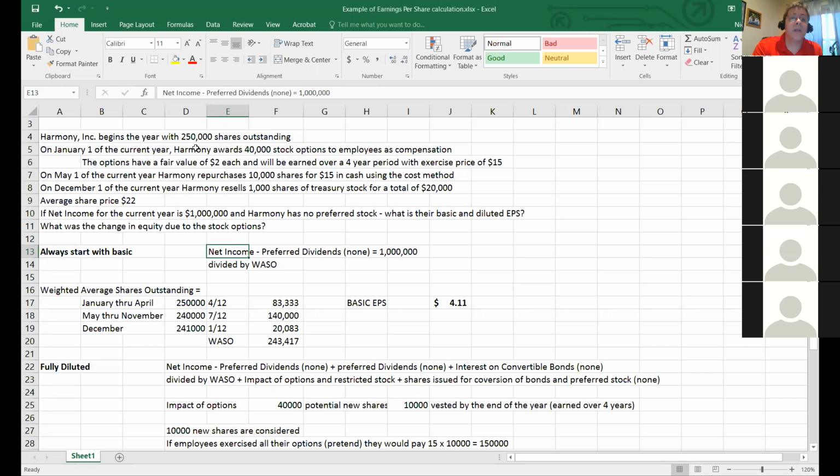So here's our example. We have a company with 250,000 shares outstanding. And outstanding shares are those shares issued minus the shares in the treasury. So any treasury shares are subtracted from the shares issued to get our outstanding. If you haven't bought any treasury stock, then your shares issued and shares outstanding are the same. They only differ if you bought treasury stock.